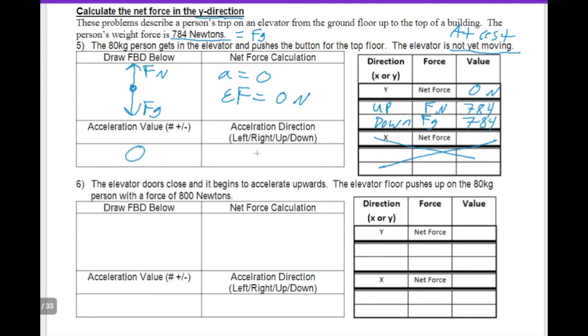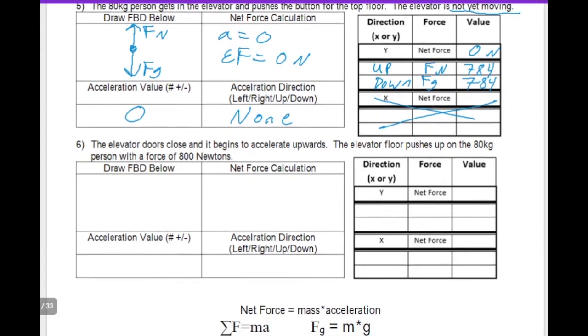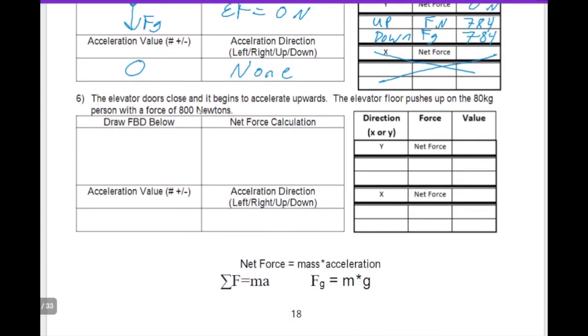So acceleration 0, direction none, because it's not accelerating. That was pretty easy. Let's move on to number 6. So number 6, the elevator door closes and it begins to accelerate upwards. The elevator floor pushes up on the 80-kilogram person with a force of 800 newtons.